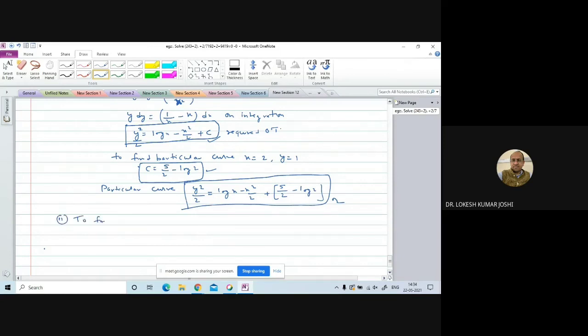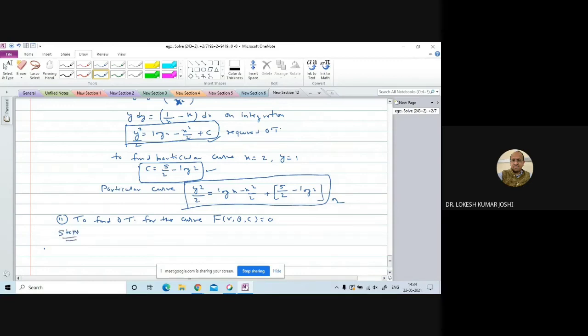To find the orthogonal trajectory for the curve f(r, theta, c) equals 0. Clearly, this curve is in polar form. Now, I'm just writing the steps.